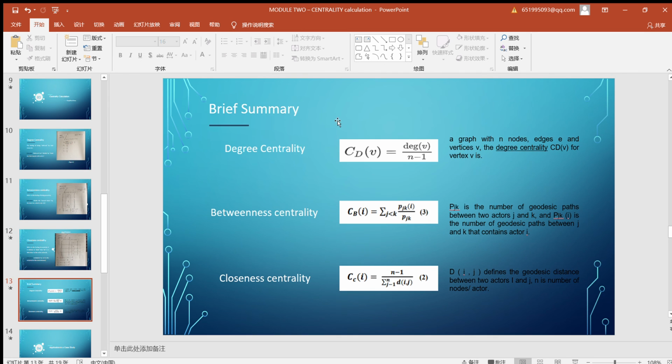Above are the basics for understanding the equations, and this is the official equation of the three centralities. In the degree centrality equation, n is the nodes, E is the edges, and V is the vertices. The meaning of this equation is the same as what I just introduced in the simple graph: the number of ties that point to the node divided by the total ties. In the betweenness centrality, g_jk is the total number of geodesic paths between two nodes, and g_jk(i) is the pass times. In the closeness centrality equation, d(i,j) is the distance between two nodes that can be reached, and N has the same meaning as in the degree centrality.